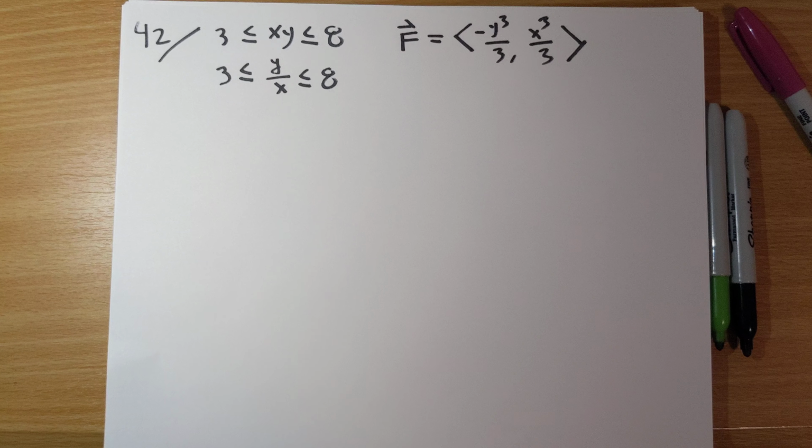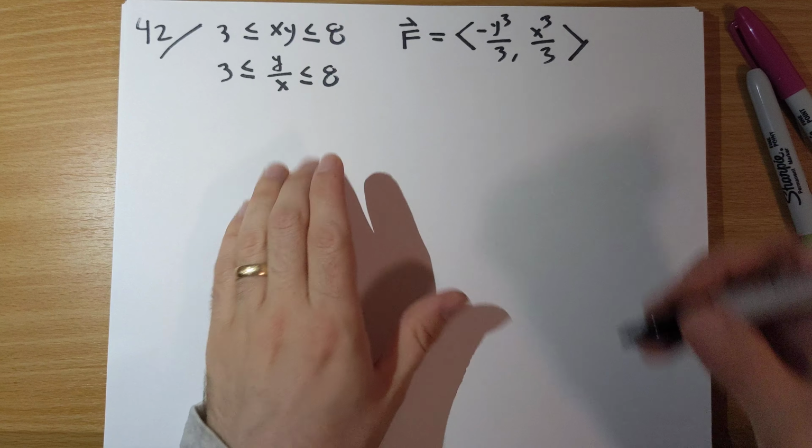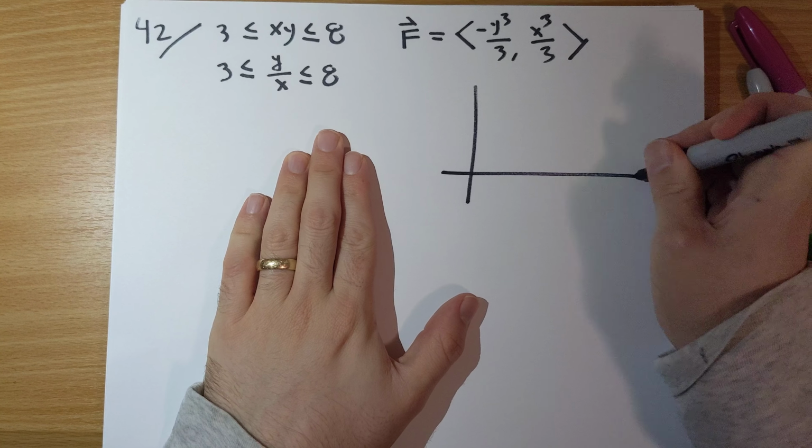Problem number 42. This is going to be a bit of a combo Green's theorem and Jacobian change of variable substitution kind of problem here. So suppose R is the region in the xy plane, the first quadrant, determined by these inequalities right here.